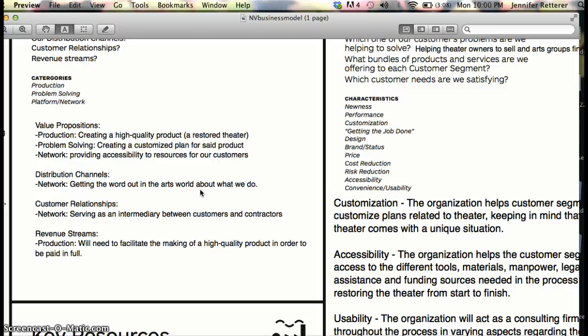For distribution channels, network and getting the word out to the arts world about what we do. Customer relationships, network, serving as an intermediary between customers and contractors. And revenue streams, production, we would need to facilitate the making of a high quality product in order to be paid in full.